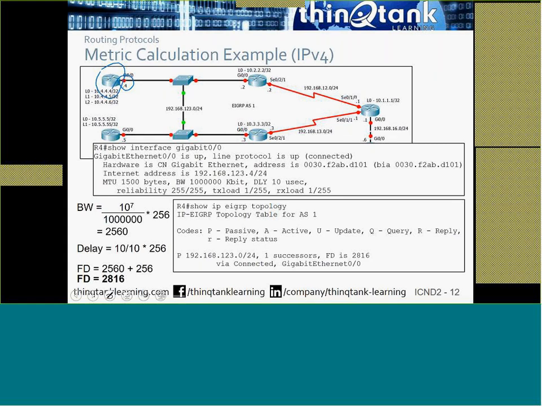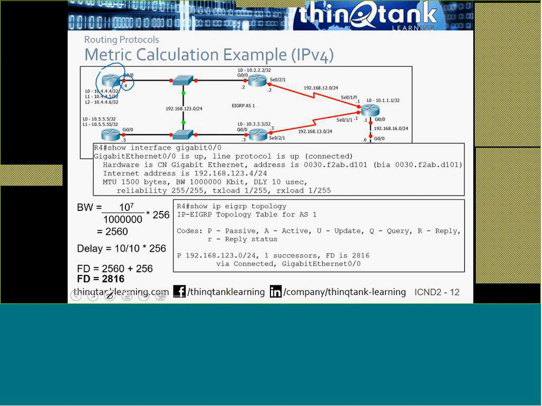K values. K values are specified on a per router basis. They're configurable on a per router basis. They're not propagated through the autonomous system. But in order for the routers to all be making good decisions, common decisions, those K values have to match.